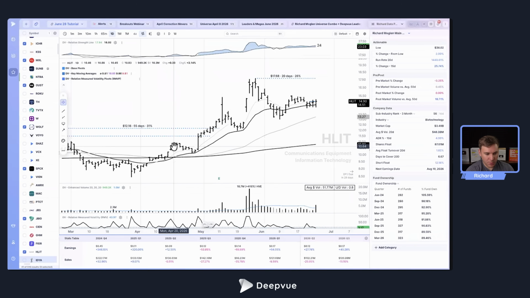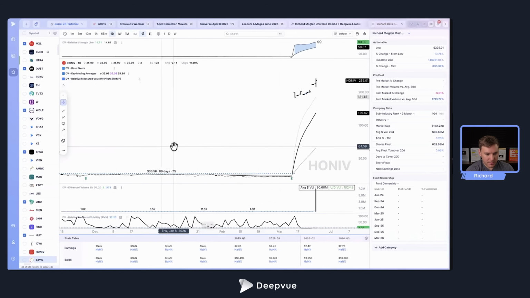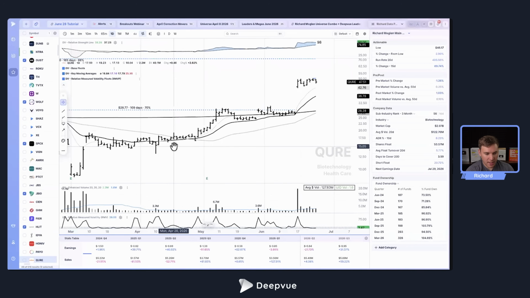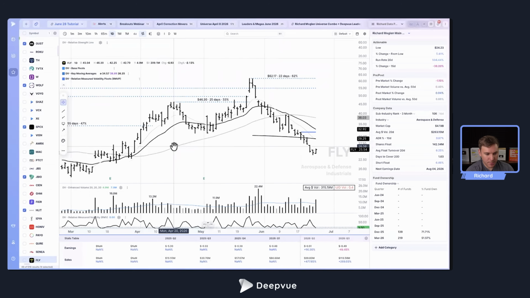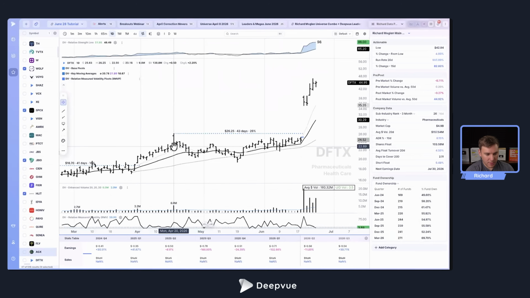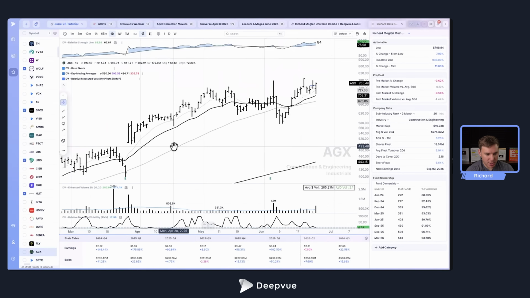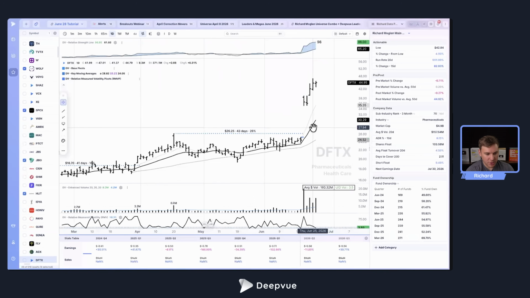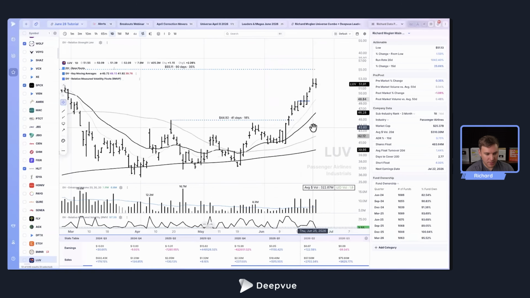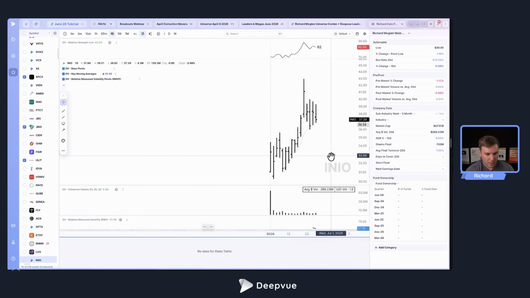HLITs looks good. We'll add that. Some of the photonics comm equipment names have been setting up. AGX, so we've got a construction engineering company. The base is kind of whack, but we've got a nice last bar. We'll leave it off for now. I think there'll be better opportunities for that theme. INEO.